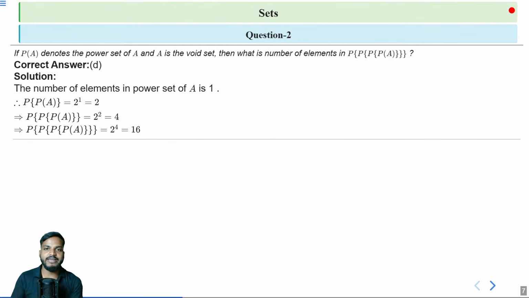In a similar way, we can calculate the number of elements in the next power set, and the previous one has 4 elements. So it is 2 to the power 4, that is 16. So that's how we can calculate the number of elements in the power set, that is 16.